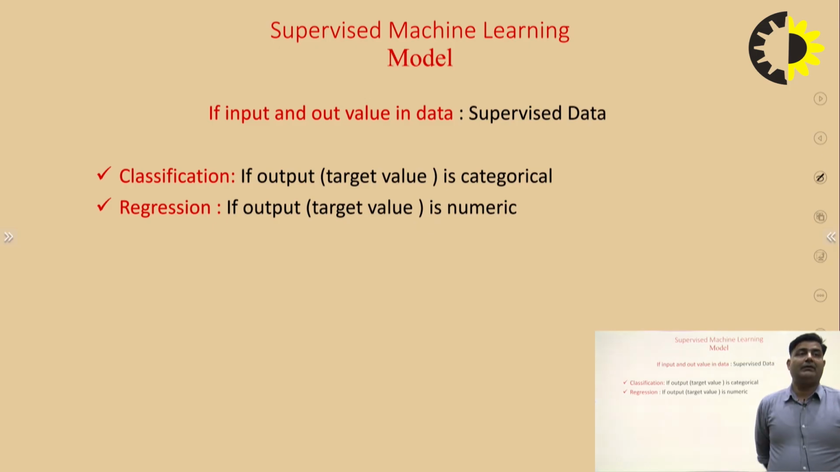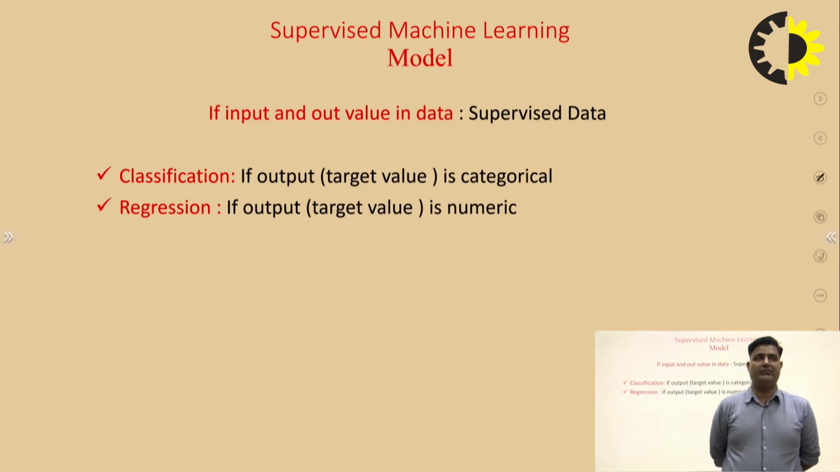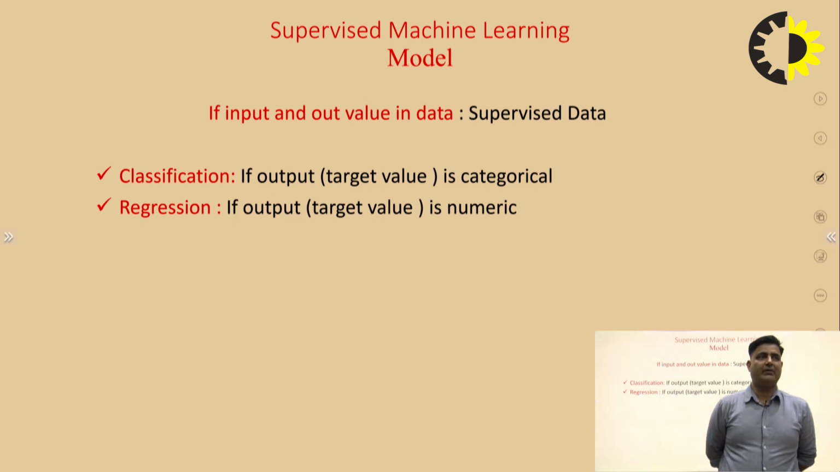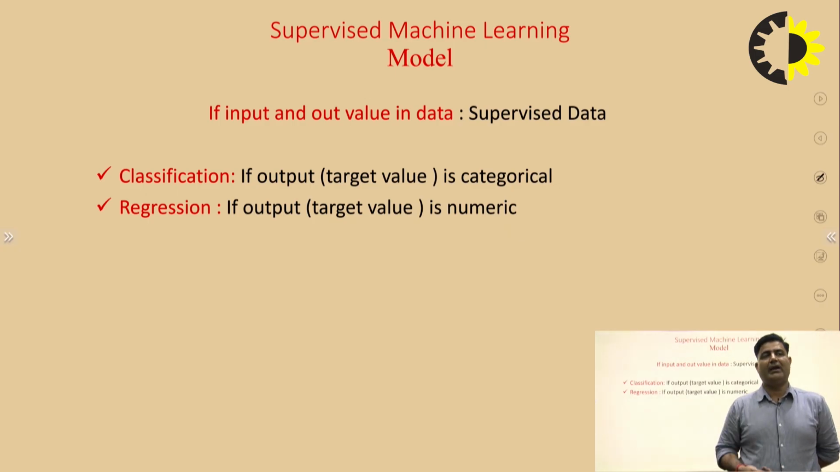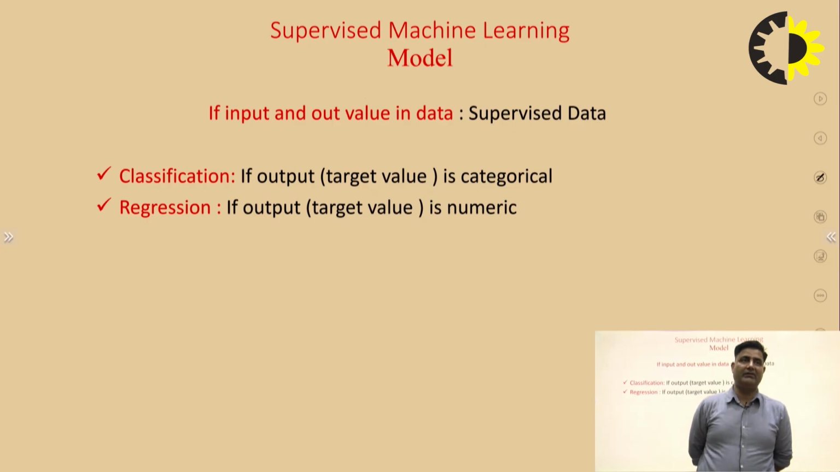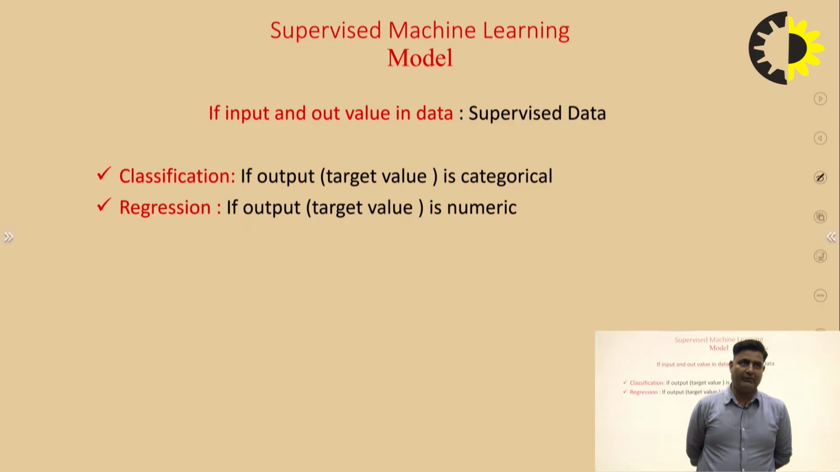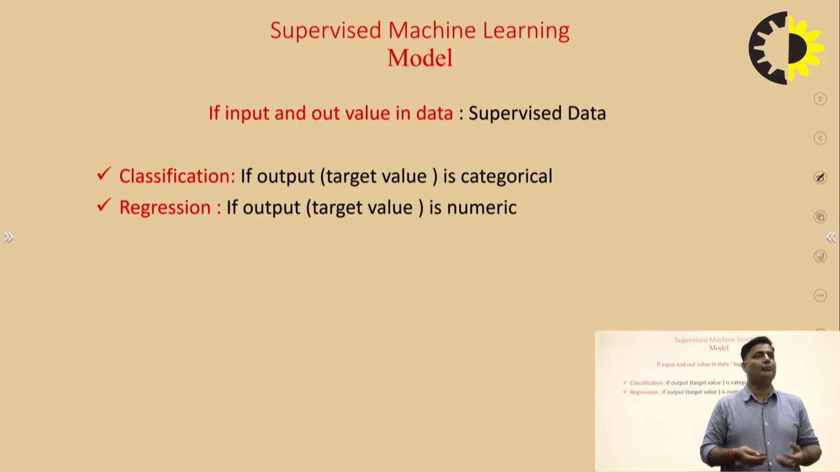As we saw in our last video, in supervised machine learning there are two types of problems. Either we have a classification problem, in which our output target value is in some division of categories, divided into binary or multiple classes, or regression, in which the output is a numeric value, right? And a supervised model, as we mentioned, is a model in which the input and output values are given in a data set. We call it supervised data. Also we can say that data in labeled form is called supervised learning.